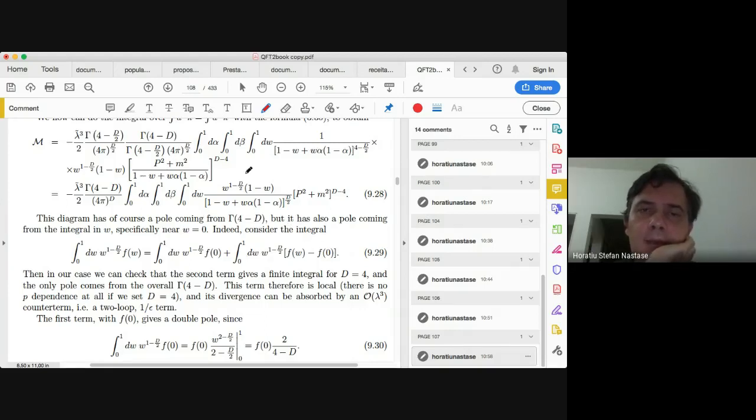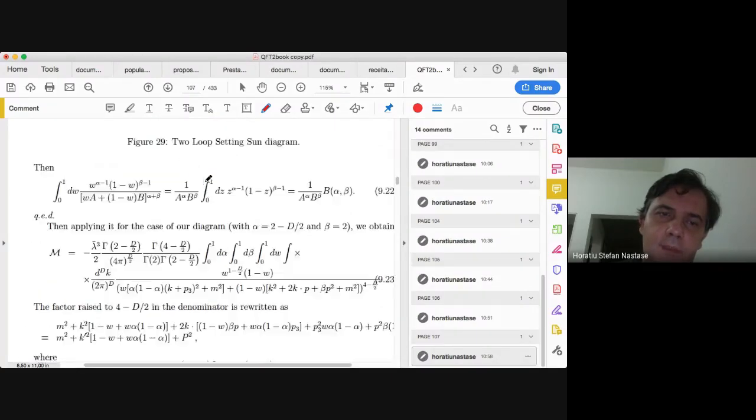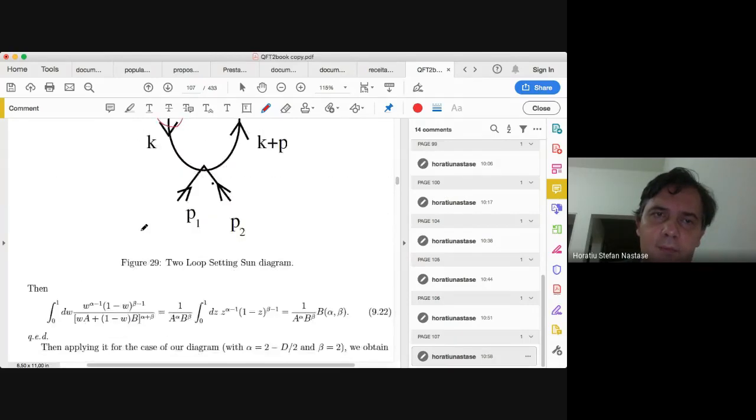So what will we have? We'll have this finite term multiplied by gamma of 4 minus d, which is gamma of epsilon. That's, of course, divergent, but the divergence comes from the one loop sub-diagram, right? Divergence came from here.